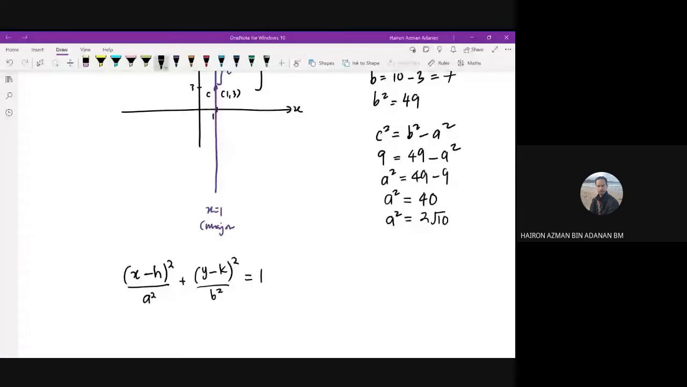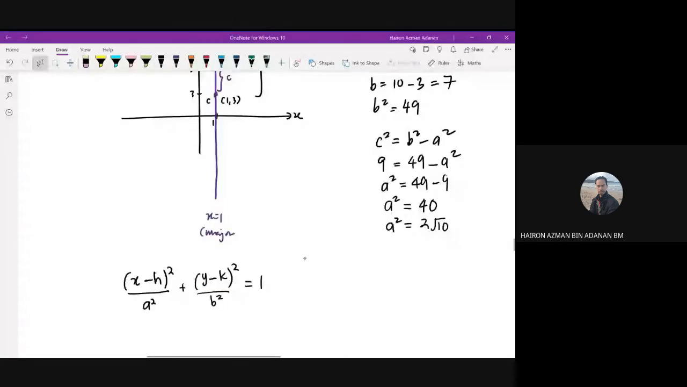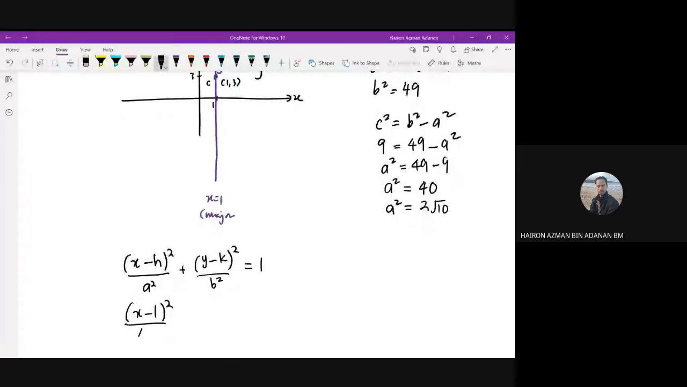So H is 1. So X minus 1 squared over A squared is 40. You can write 40, no problem, or you can write 2 square root 10 also can, no problem. Okay, Y minus K. K is 3, right? Squared over B squared. B squared is 49. Equal to 1. Done. This is your equation of ellipse.